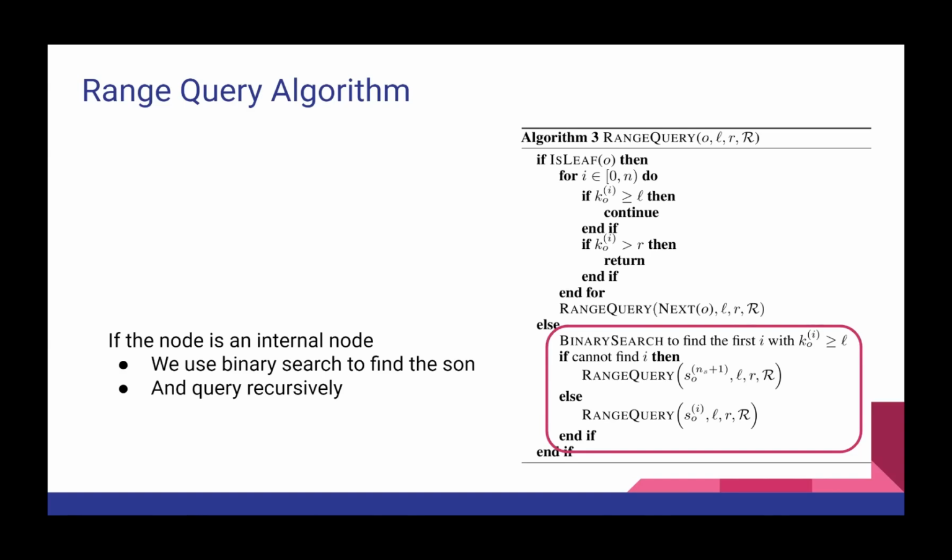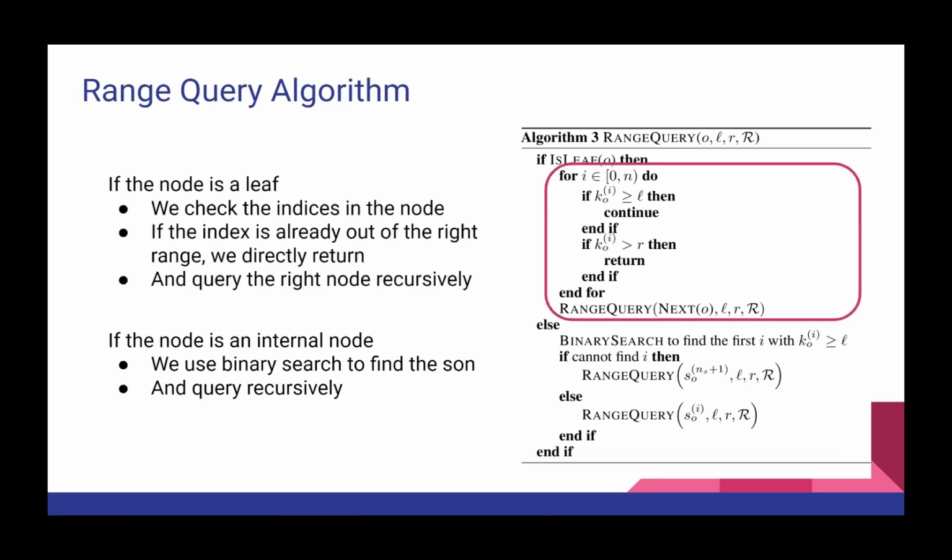We categorize the nodes based on whether they are leaf nodes. If a node is not a leaf, we search for the first record that meets the condition. We can perform a binary search on the keys in the node and then recursively search through that node. If we find a child node, it means that we have located the leftmost record that satisfies the condition. At this point, we continue to recursively search to the right until we exceed the upper boundary.